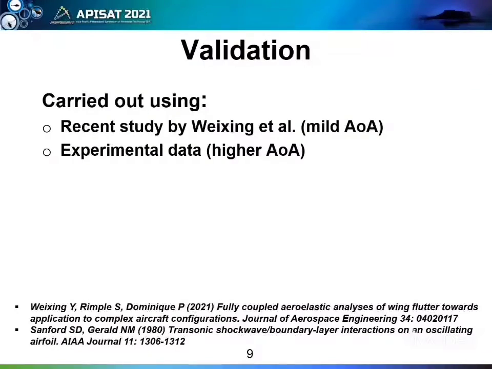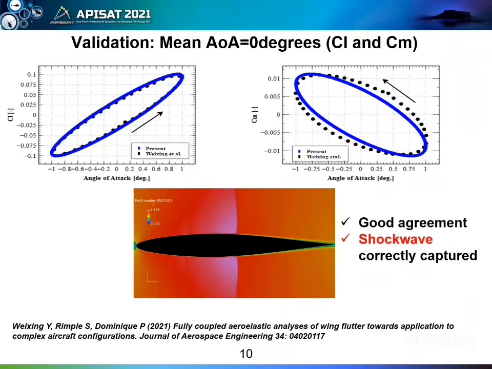Now, in order to validate this particular work, comparison between numerical analysis and experimental data were carried out. For the mild angle of attack, a recent study by Wexin was compared with this present study, and for the high angle of attack, experimental data from NASA was used. And this is for the mean angle of attack 0 degree, which is taken for the mild angle of attack.